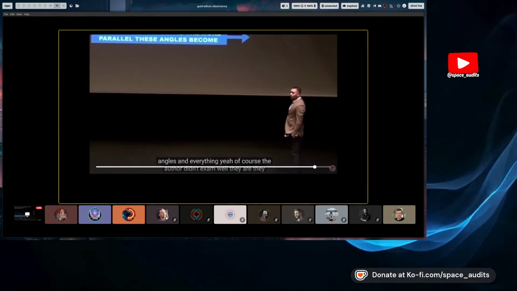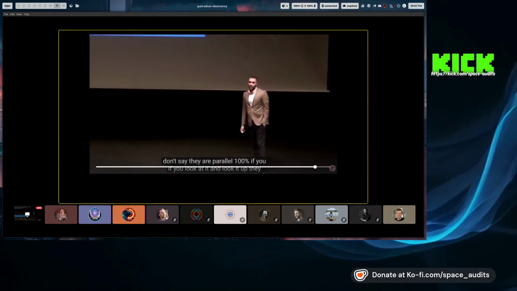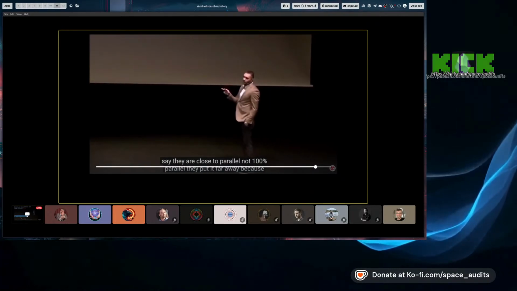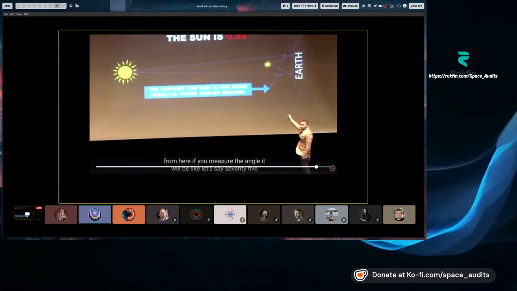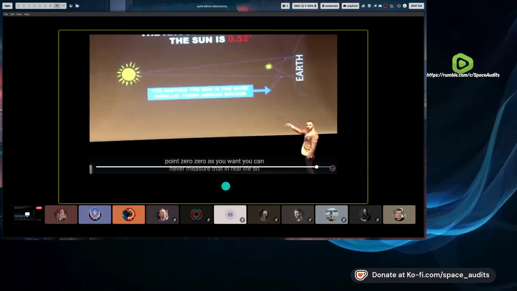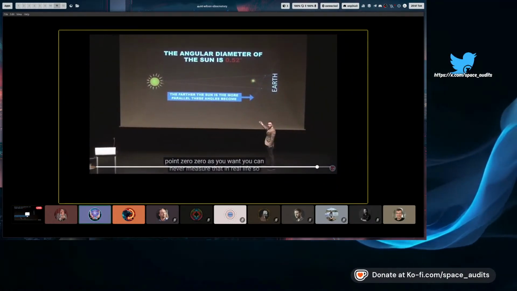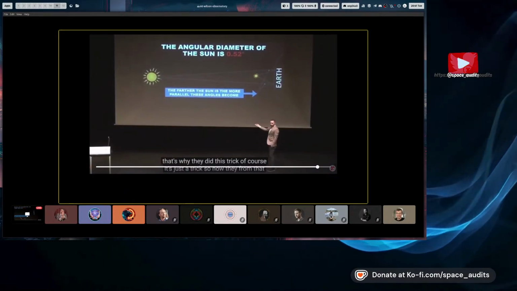Exactly. Well, they are. They don't say they are parallel 100%. If you look it up, they say they are close to parallel, not 100% parallel. They put it far away because from here, if you measure the angle, it will be like, let's say 75.00001. Yeah, just like parallax angle. It's got to close that triangle. They did this trick. Of course, it's just a trick.